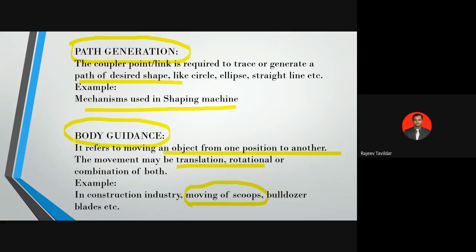So the body guidance and path generation do possess the function generation also. In addition to that, they have these unique features. That is, one generates a specific path, and in this case, it completely displaces a body from one position to another position. Okay, so this is all about function generation, path generation, and body guidance. These are the three different categories based on which the mechanisms are designed.